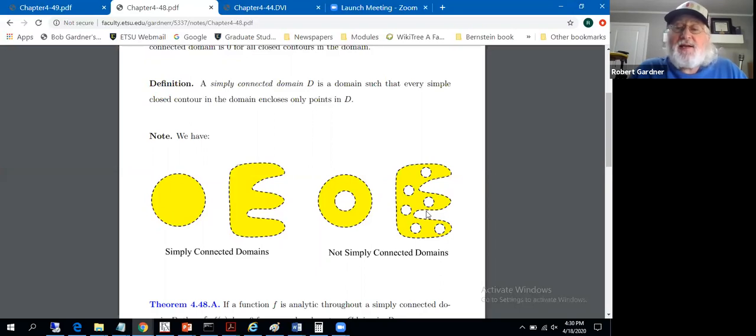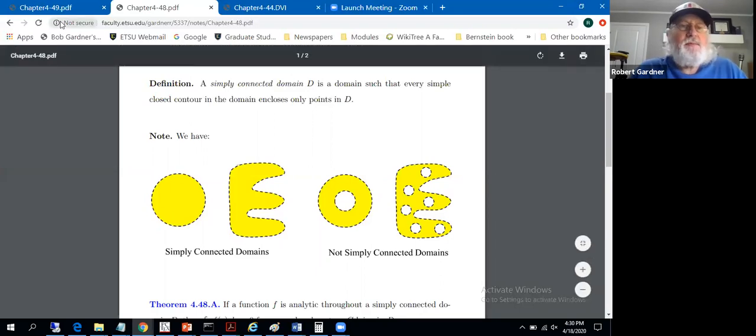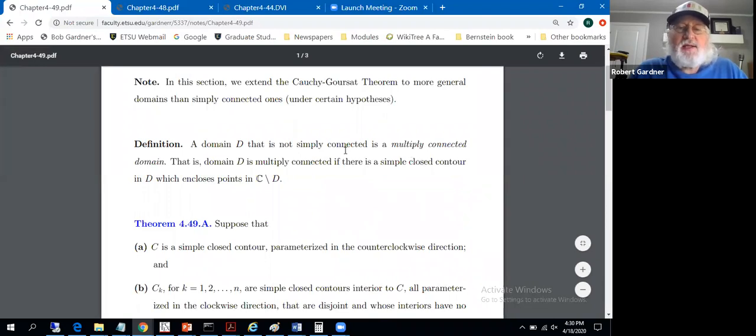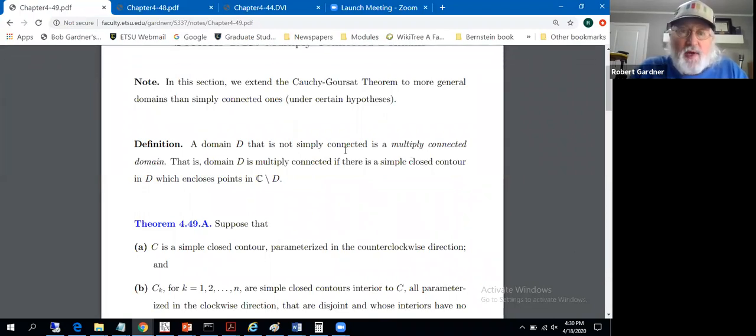So that's the idea behind multiply connected. Multiply connected means not simply connected, to give you a more straightforward definition. Domain D is multiply connected if there's a simple closed contour in D that encloses points that are not in D. They're in the complement of D. And that was the idea: go around one of those little holes that have been punched in a not simply connected domain. You get interior to such simple closed contours points not in the domain, points that aren't yellow in the pictures that we had.